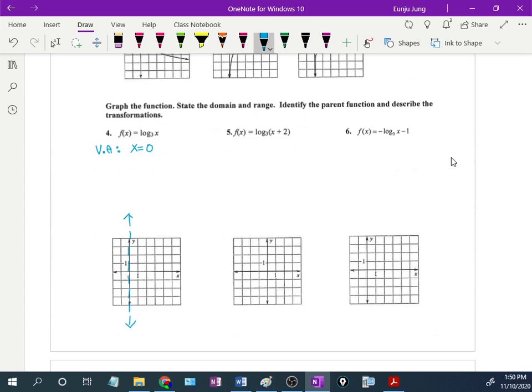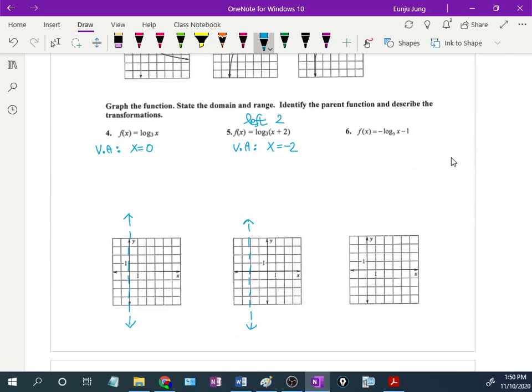Question number 5. What is the vertical asymptote? Oh, let's say transformation first. Where does it go? Because of plus 2 inside of the parentheses, moving left 2. So what is the vertical asymptote now? X equals -2. So let's graph that vertical asymptote, the helping line to draw a curve, okay? So that is the vertical asymptote.